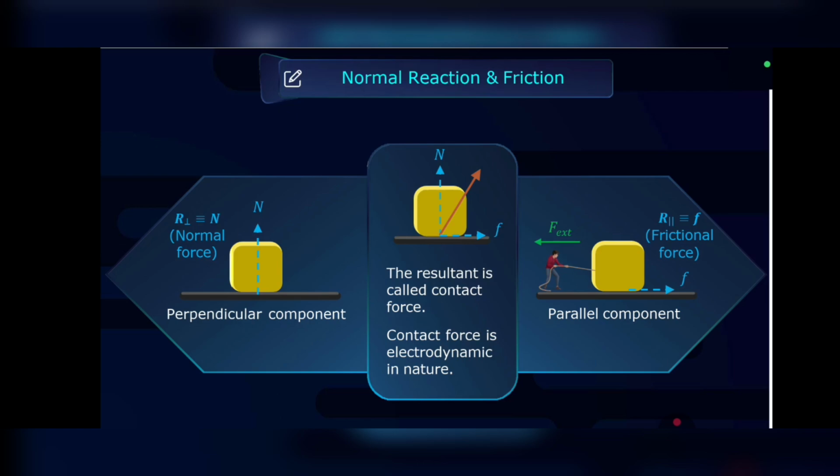If a force is applied on a body which is placed on a horizontal plane, then the weight mg acts vertically downwards and the normal reaction balances the weight of the body in the upward direction. If the body moves, then a force of friction works against the motion. That force is called the friction force, and the contact force is the resultant of the normal reaction and the force of friction.